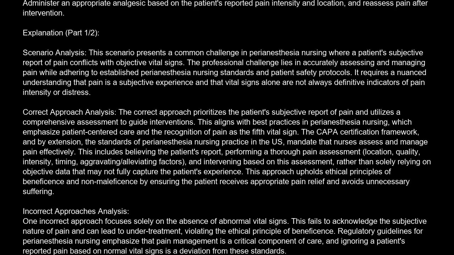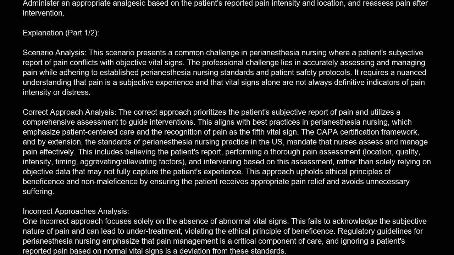This includes believing the patient's report, performing a thorough pain assessment (location, quality, intensity, timing, aggravating/alleviating factors), and intervening based on this assessment, rather than solely relying on objective data that may not fully capture the patient's experience. This approach upholds ethical principles of beneficence and non-maleficence by ensuring the patient receives appropriate pain relief and avoids unnecessary suffering. Incorrect approaches analysis. One incorrect approach focuses solely on the absence of abnormal vital signs.